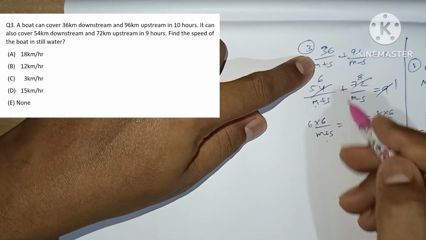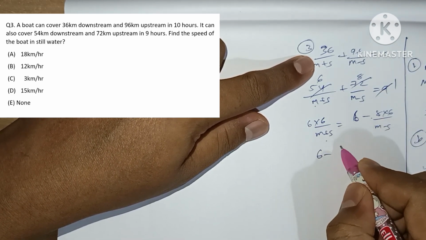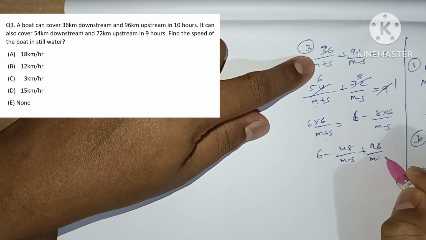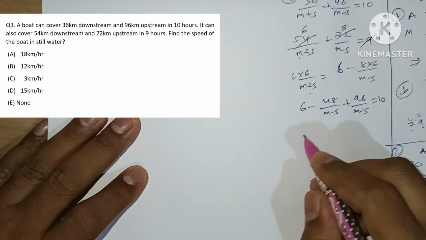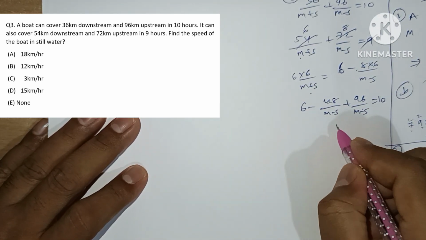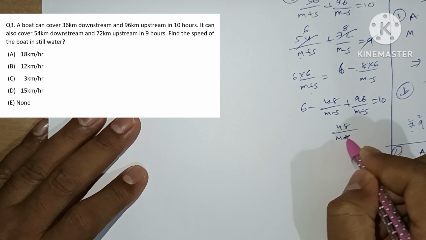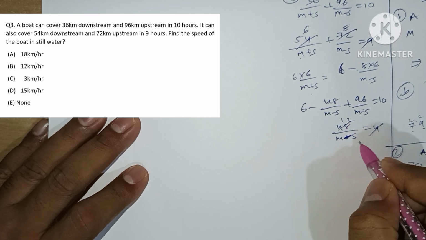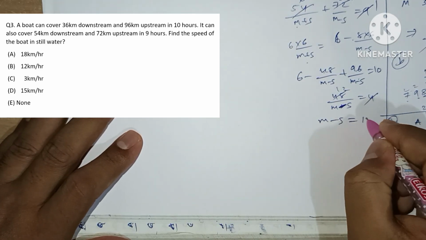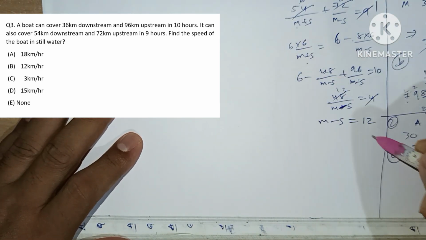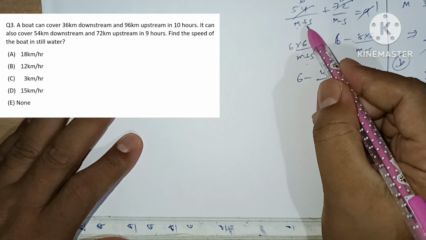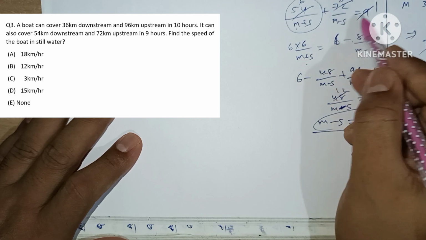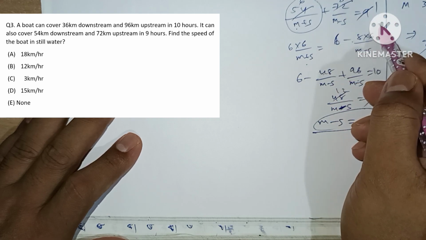So instead of this we can write 6 minus 48 by m minus s plus 96 divided by m minus s equals 10. So we have the difference between these two is 48 divided by m minus s, and this will be 4, 12 times. So m minus s value we got here is 12. This comes from taking this part and equating this to 1 minus 8 by m minus s.